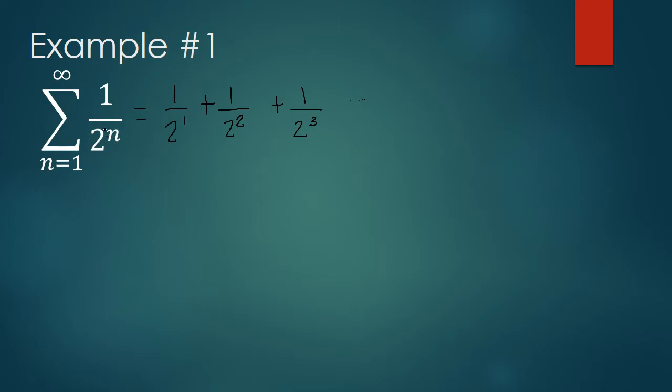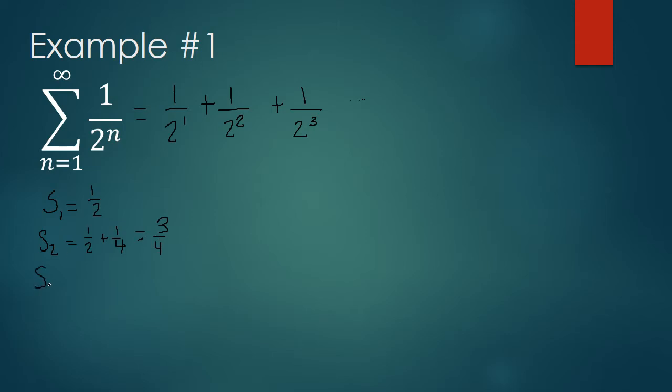Okay, so now let's look at the partial sums. So partial sum 1 would be my first term, 1 half. Partial sum 2 would be 1 half plus 1 fourth. I need a common denominator here. My common denominator will be 4. So this is 2 fourths plus 1 fourth is equal to 3 fourths.